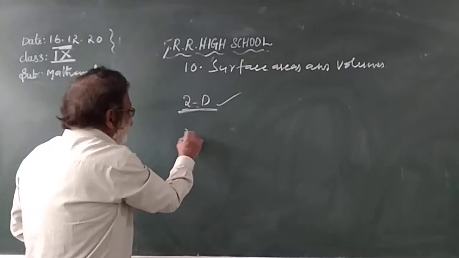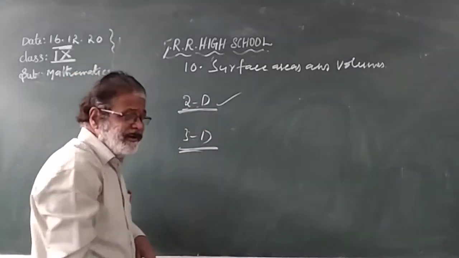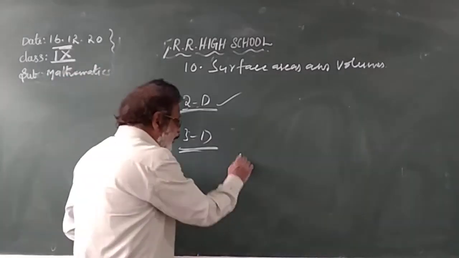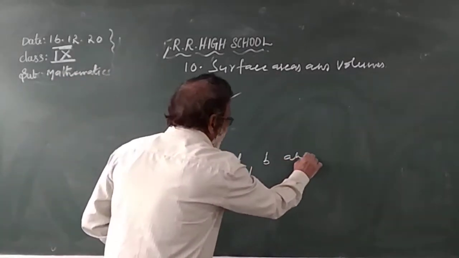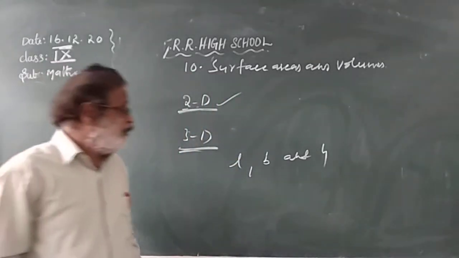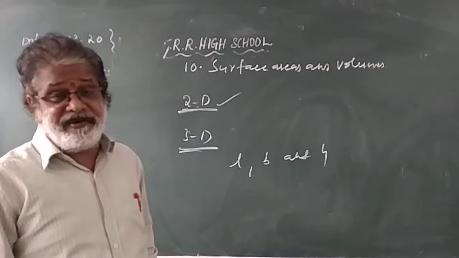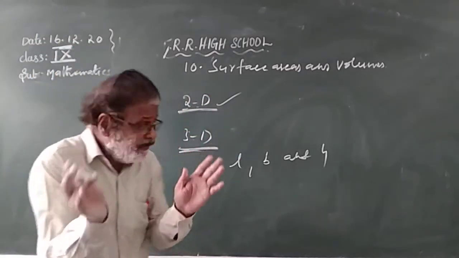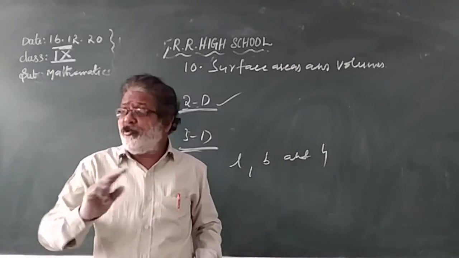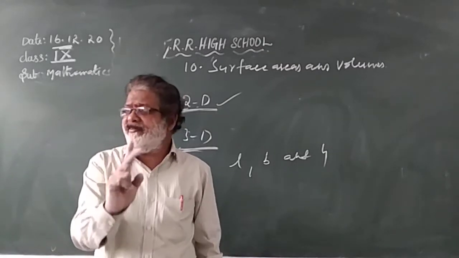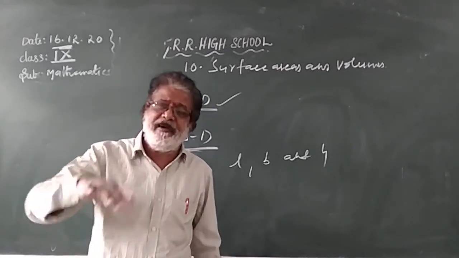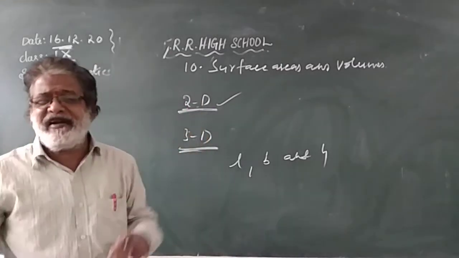Next, 3D objects. What are 3D objects? 3D objects are geometrical figures which have length, breadth and height. They are called three-dimensional objects. Now you got clear what the difference between 2D and 3D is. In 2D objects you find only two measurements, length and breadth. In 3D objects you find length, breadth and height.